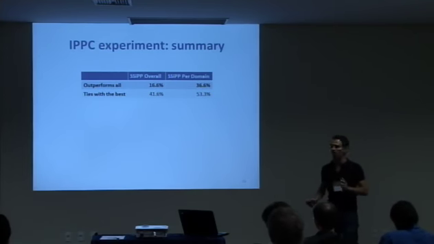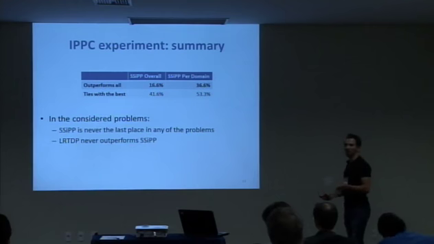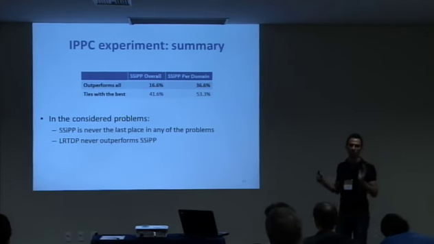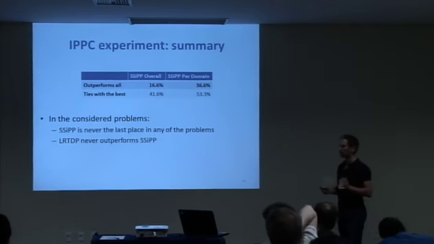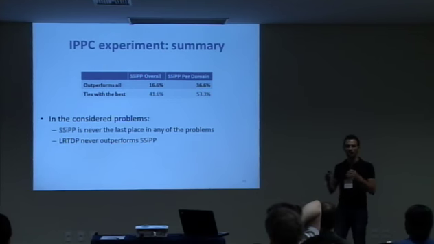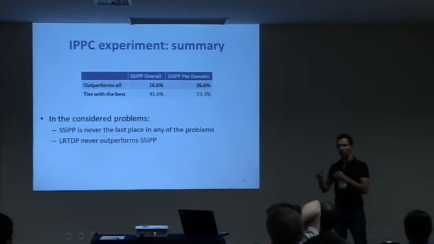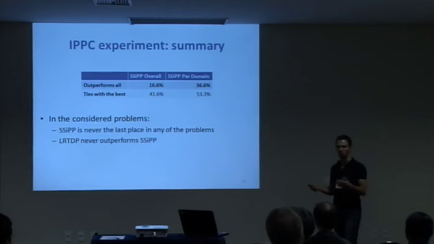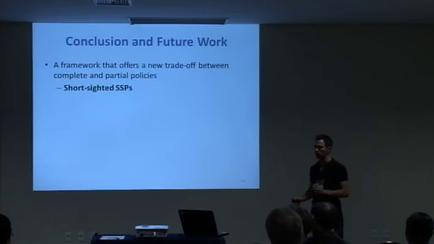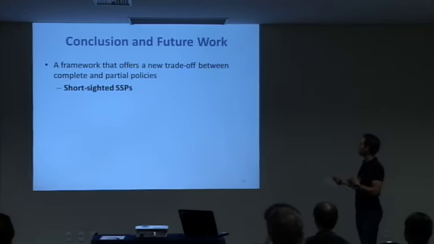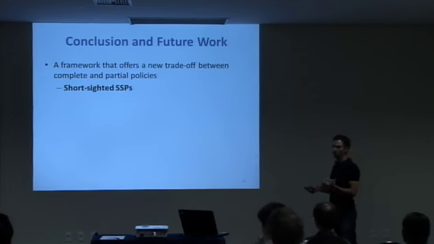There are two interesting remarks here. The first one, SSIPP is never the last place among the planners, meaning you're not going to get the worst performance in any one of the experiments we've run so far. And the very nice one is RTDP never outperforms us. So we tie or we do better. Basically what I'm saying here is that just changing the scheduling of the value updates got us improving the performance. So to conclude, I present you a framework that presents this new trade-off between complete and partial policies.